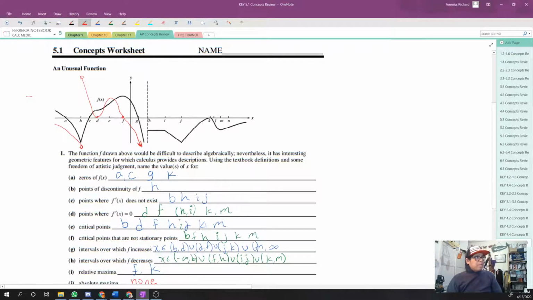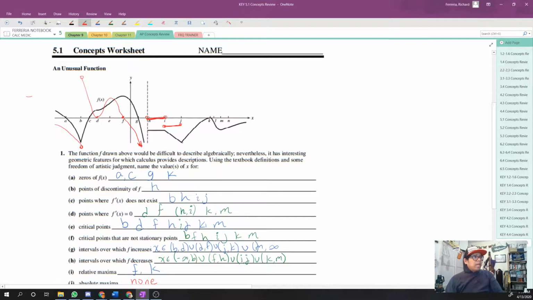Here from H to I, that slope is 0. So we can draw that as 0. From I to J, the slope is some negative number. I don't know what it is. Let's pretend that it's, I don't know, right about here. That's a negative slope, and it's a constant negative slope, so that's a horizontal line.